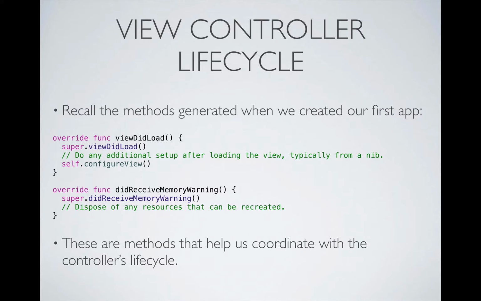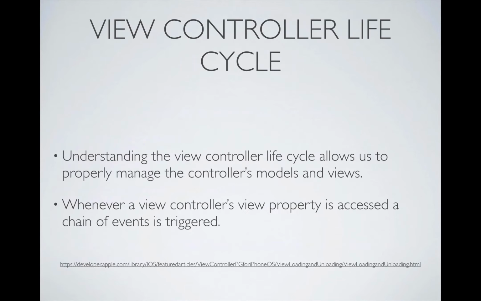Now, these are just a sampling of some of the methods that help us coordinate with the controller's lifecycle. It turns out there are a whole number of framework hook functions that we can implement in our custom view controllers that help us coordinate with the controller's lifecycle. Understanding this view controller lifecycle allows us to properly manage the controller's models and views. And it all starts when the view controller's view property is accessed.